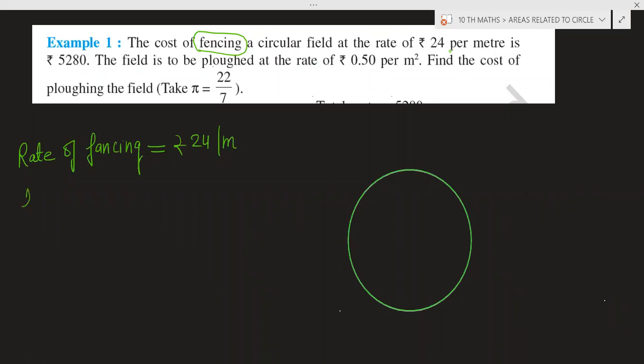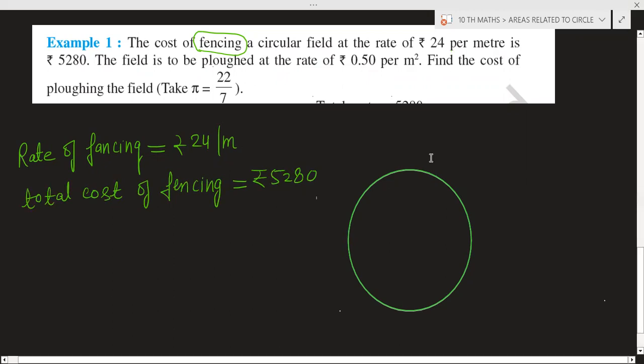Now the total cost of fencing is given as rupees 5280. This is given, the total cost of fencing. If we know the value of the circumference of the circle, then we can calculate it with the help of this information.